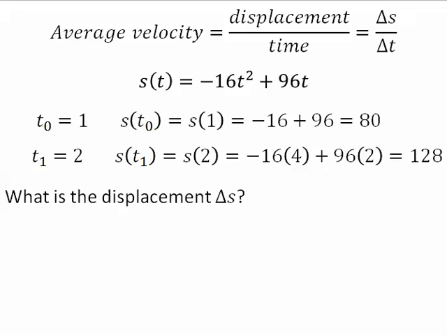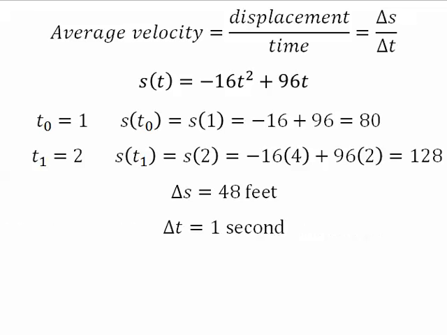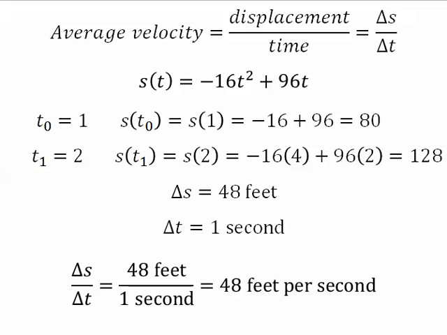What is the displacement, the change of s? The difference between 128 feet and 80 feet is 48 feet. What length of time does it take for the stone to travel 48 feet? That is, what is the change of time? From 1 second to 2 seconds, a complete 1 second has occurred. So, what is the average velocity? The average velocity is the change in distance over the change in time. And so 48 feet per second.